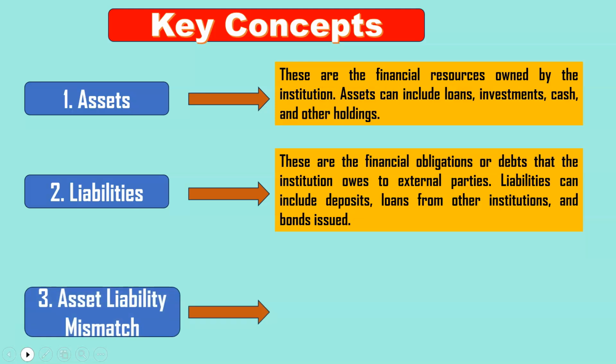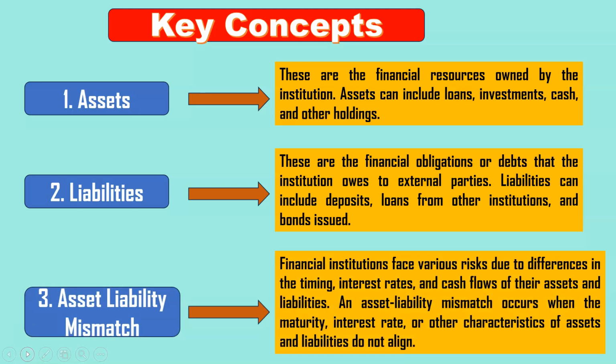3. Asset-liability mismatch. Financial institutions face various risks due to differences in the timing, interest rates, and cash flows of their assets and liabilities. An asset-liability mismatch occurs when the maturity, interest rate, or other characteristics of assets and liabilities do not align.